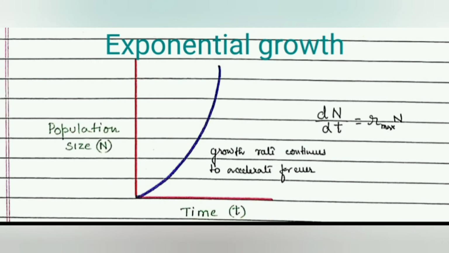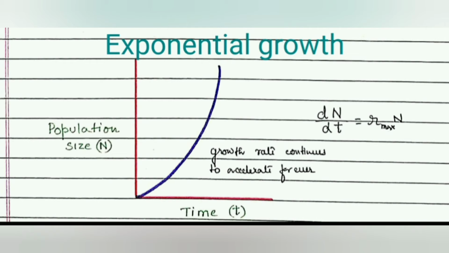Clear? Now see, in exponential growth, what happens? dN/dt is expressed as the product of r and N. Okay, the rate or the maximum rate is multiplied with population size, which is N. Clear?